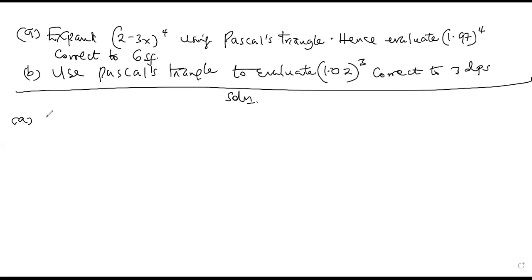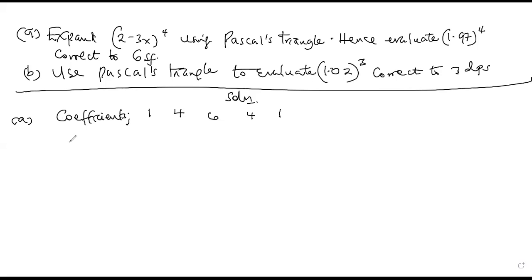Pascal's triangle. We are beginning with part A, 2 minus 3x to the power 4. What are the coefficients, guys? Someone tell me the coefficients. Of the power 4, we have 1, 4, 6, 4, 1. If you haven't understood where I'm getting these coefficients, you refer to the Pascal's triangle and you look at the 5th row. The 5th row gives us the power 4.